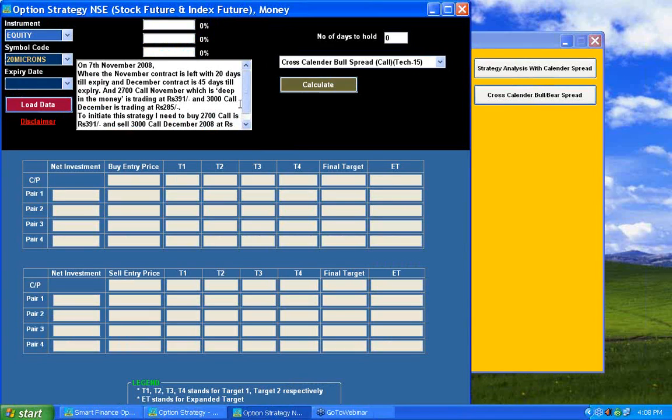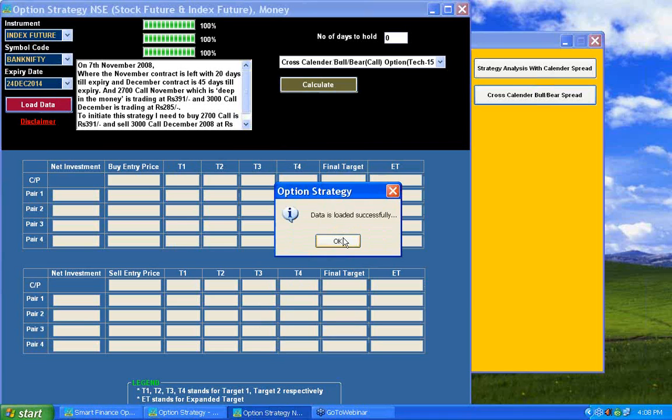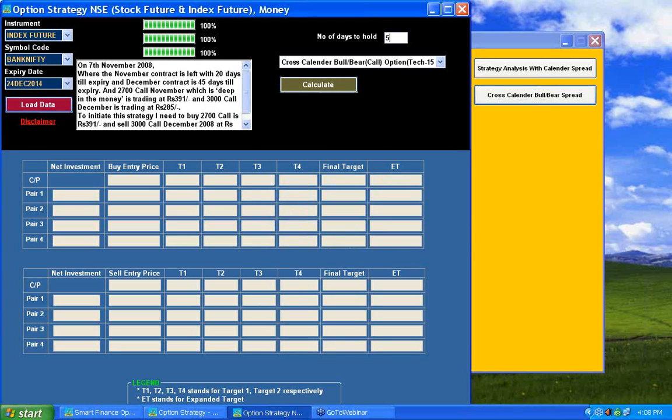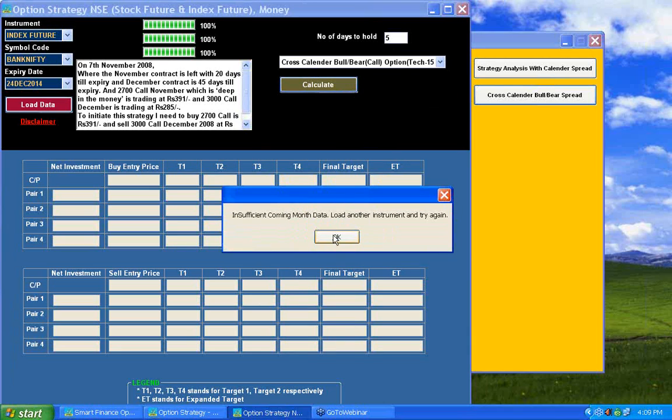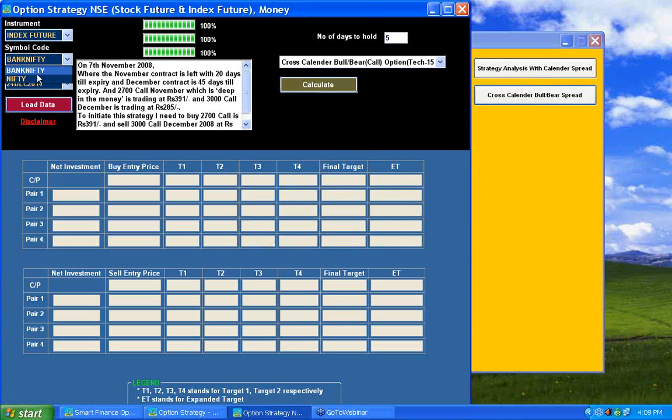Cross calendar spreads also you can form here. You need to just select the symbol and load the data. Both the things will get loaded, and different simulations it can form. So for 5 days, there is insufficient data in the Bank Nifty. Bank Nifty doesn't have sufficient data for December and January, so we'll shift it to the Nifty. Whenever you do not have sufficient data to form 3-4 different combinations, you will get this kind of error.